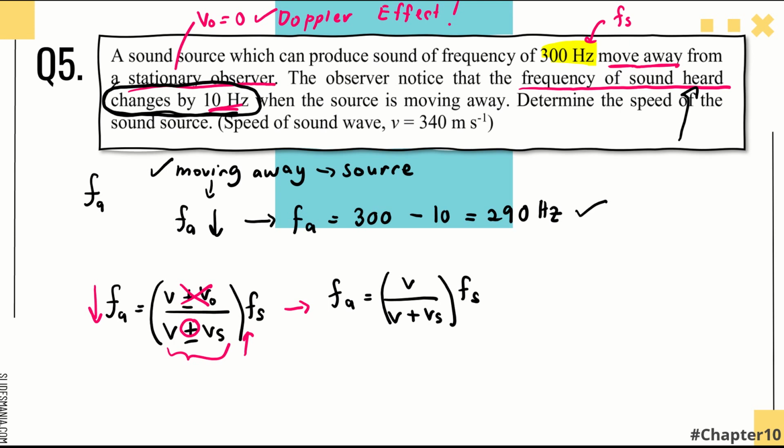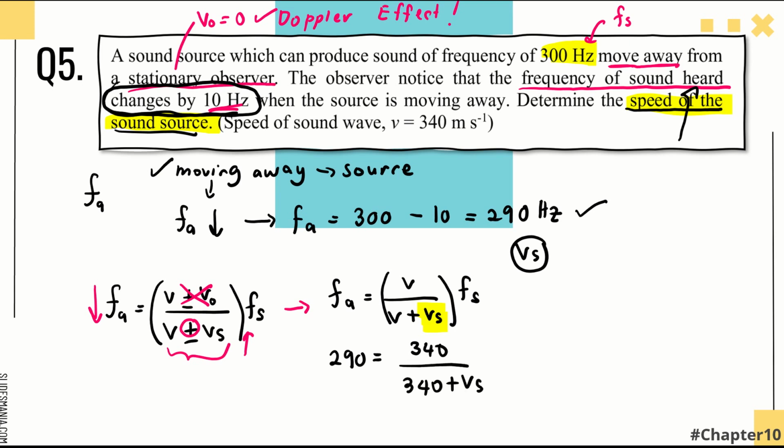We want to find the speed of the sound source, meaning that we want to find Vs. So substitute all the values we know: 290 equals 340 over 340 plus Vs times 300. Rearranging the equation using your mathematical knowledge, you will get Vs is equal to 11.72 meters per second.